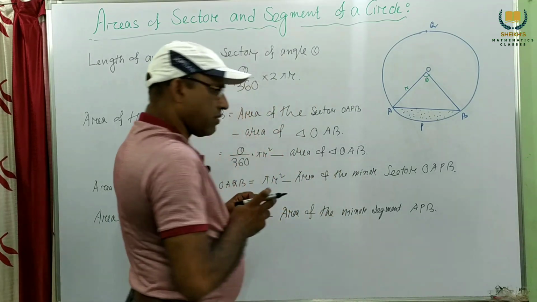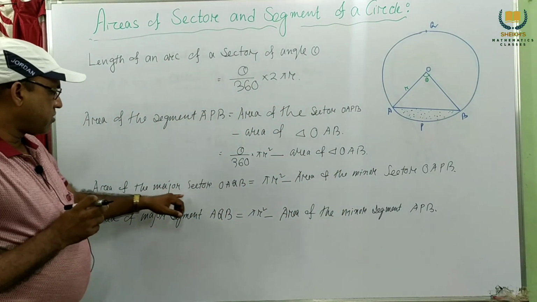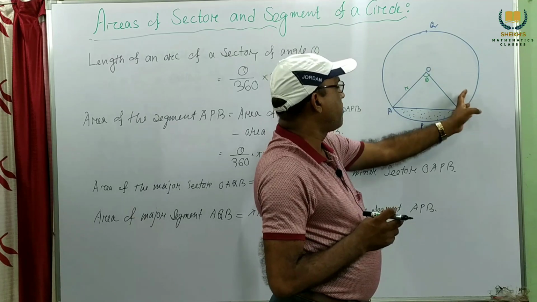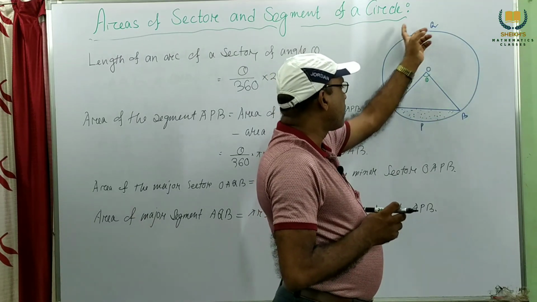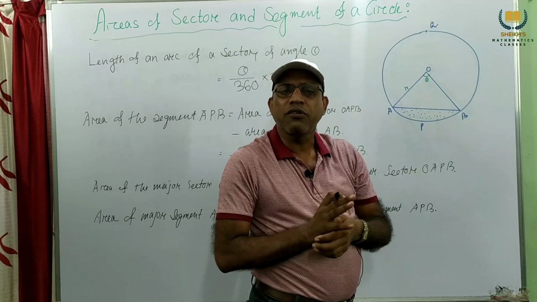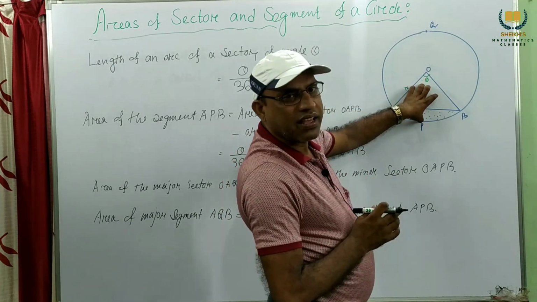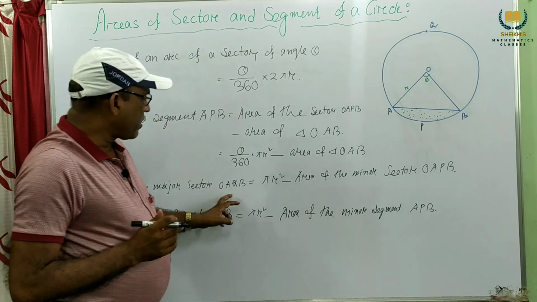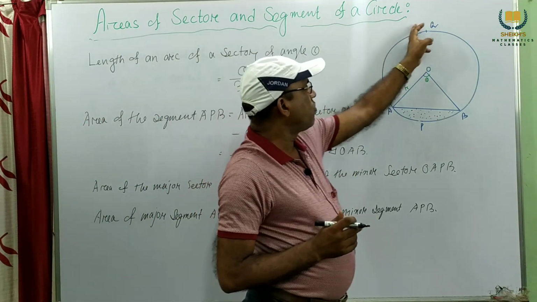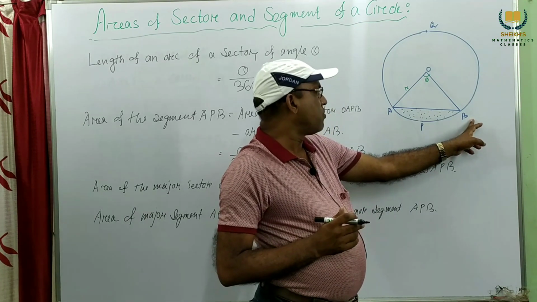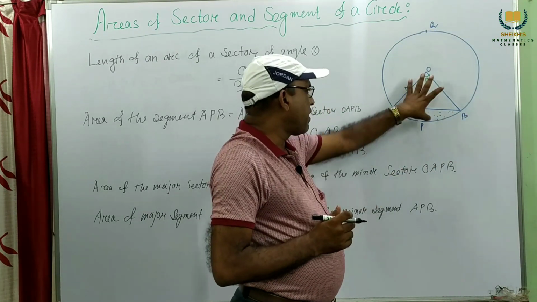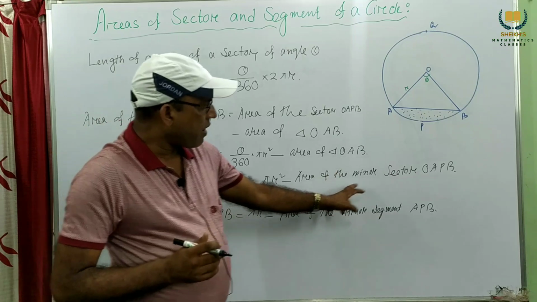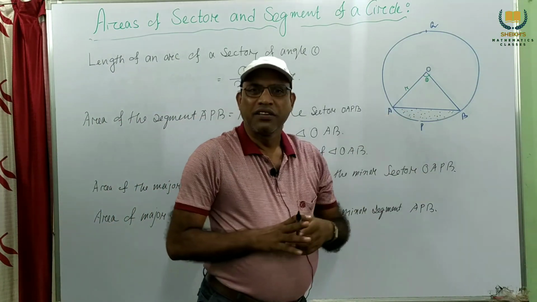So the area of the major sector OAQB, we consider the whole area of the circle, pi r square, minus this area. The area of the major sector OAQB equals the area of the circle, pi r square, minus the minor sector, area of the minor sector OAPB. So is this clear?